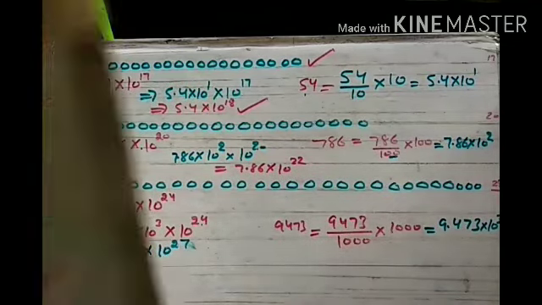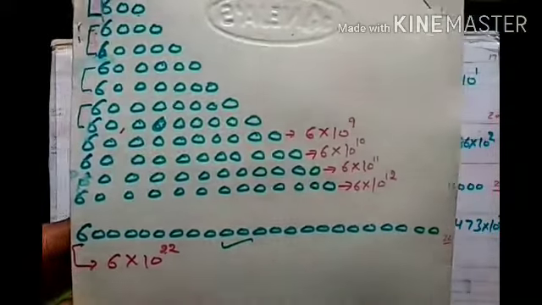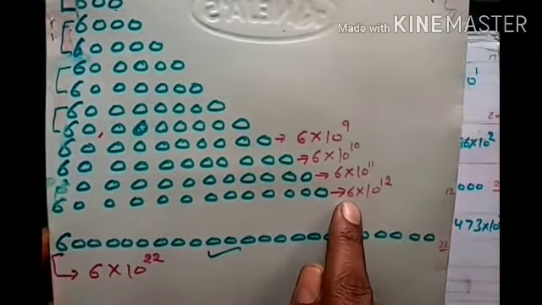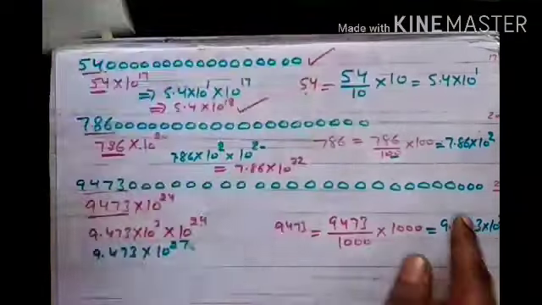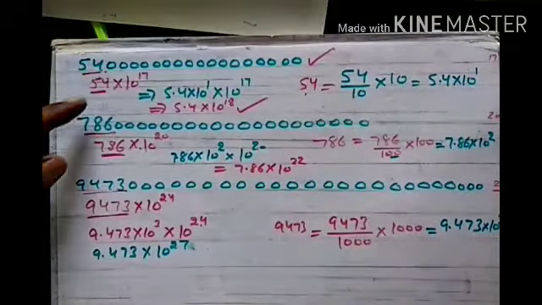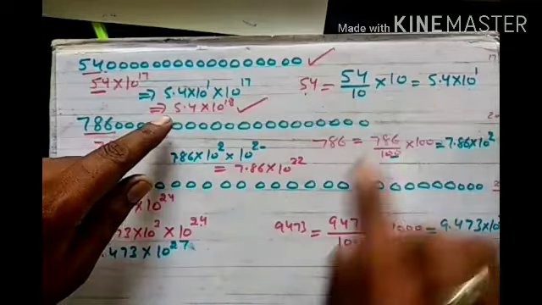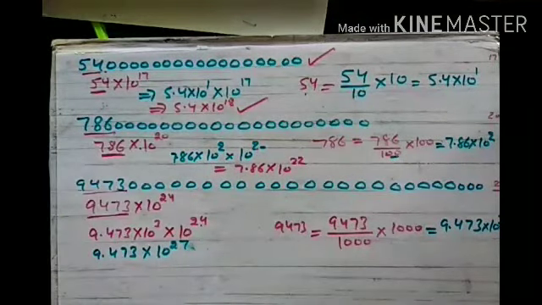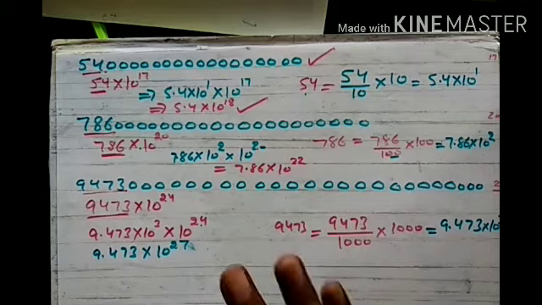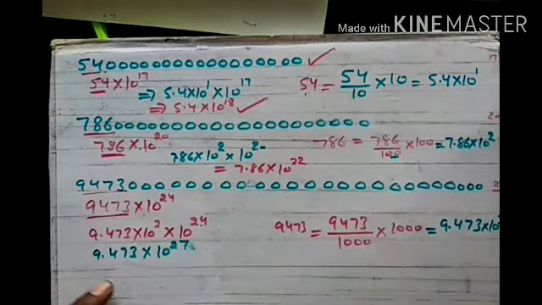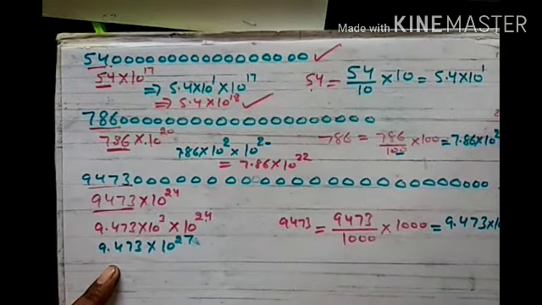As you will see in this question, why we didn't convert this into the decimal, because 6 is a number that is greater than 1 and less than 10. So we need not write in the decimal form. Here 54 was greater than 10. So we convert it to 5.4. 5.4 is a number that is greater than 1 and less than 10. Here 7.86 is also less than 10 but greater than 1, and 9.473 is also less than 10 and greater than 1.